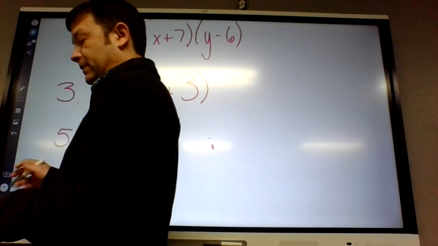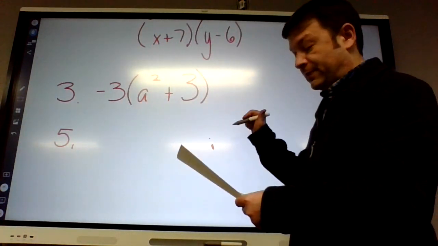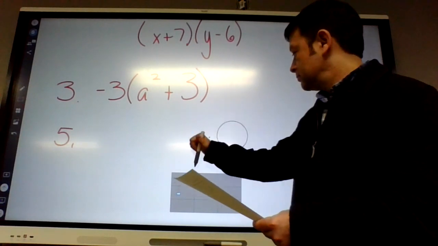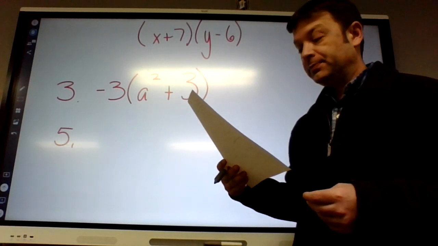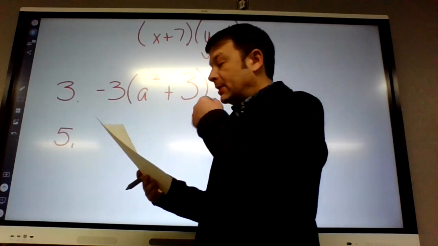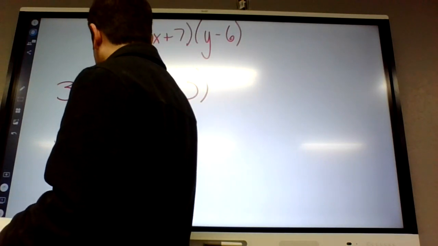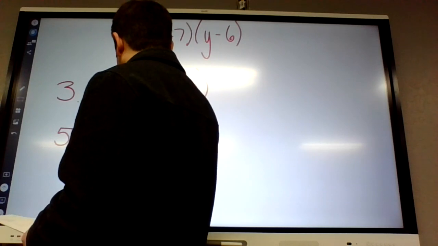Number 5. Corey, what can we take out on 5? 5y cubed. Yep, I think she's right. Most we can take out is 5y cubed. Do you have to take the negative out? No. I'd probably just leave it in on this one.